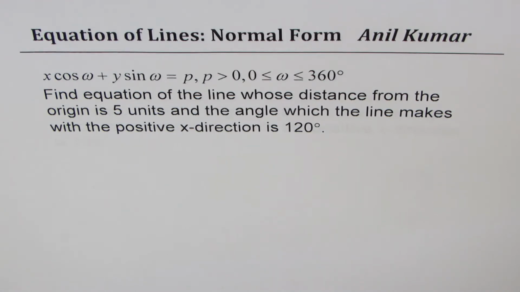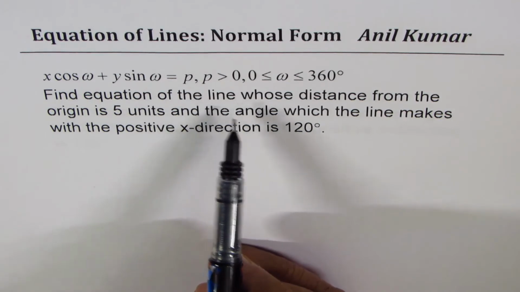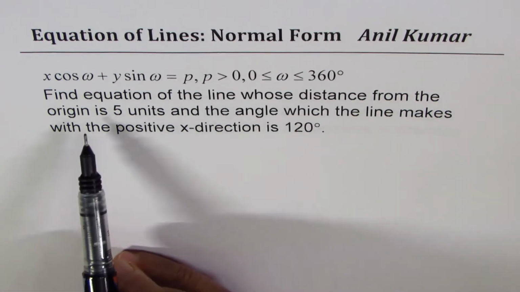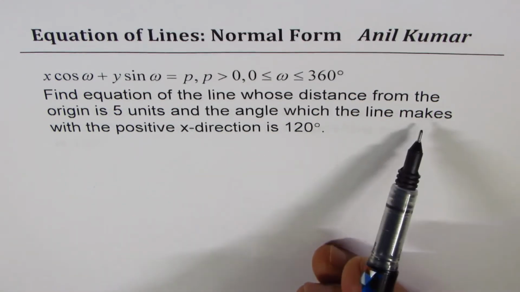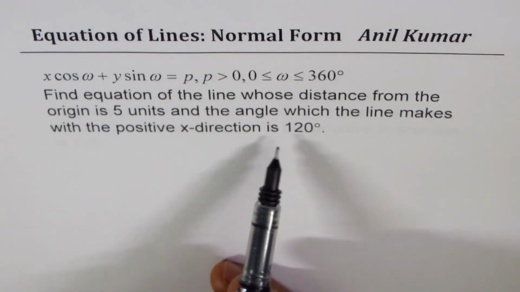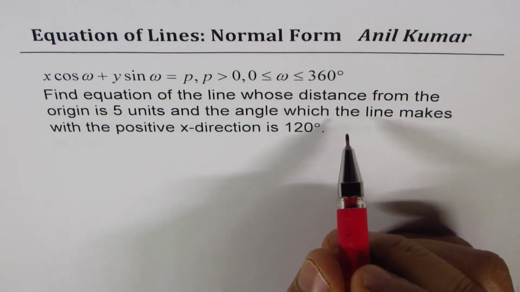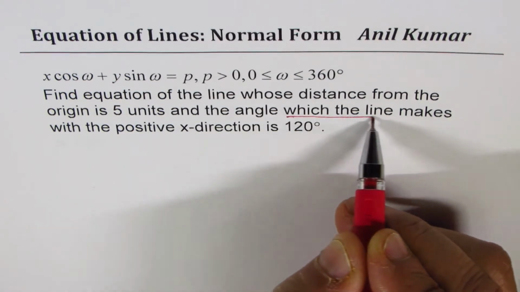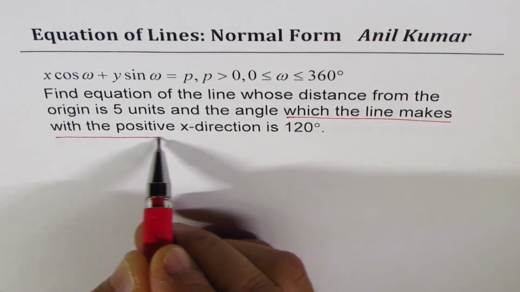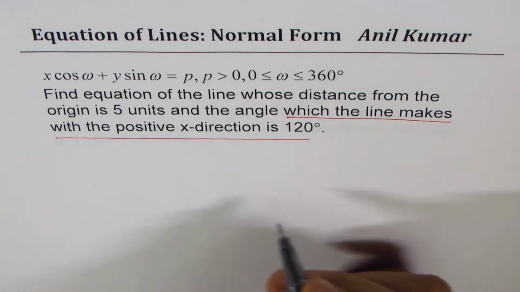This time the question is: find the equation of the line whose distance from the origin is 5 units and the angle which the line makes with the positive x direction is 120 degrees. Now here we are not giving you the angle with the normal. We say the angle which the line makes with the positive x-axis, correct? So let's try to sketch this case.